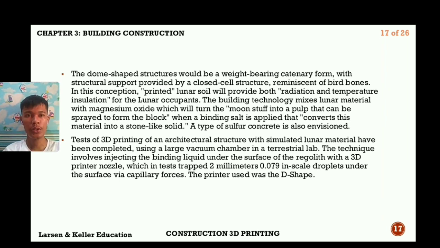Tests of 3D printing of an architectural structure with simulated lunar materials have been completed using a large vacuum chamber in a terrestrial lab. The technique involves injecting the binding liquid under the surface of the regolith with a 3D printer nozzle, with a test strap of 2 mm (0.079 in) scale, depositing droplets under the surface via capillary forces. The printer used was in this shape.